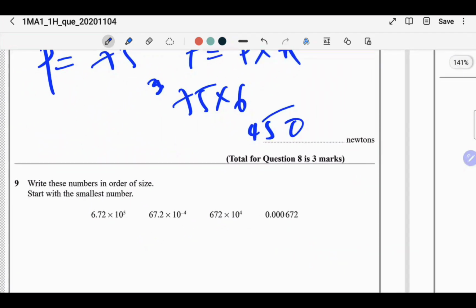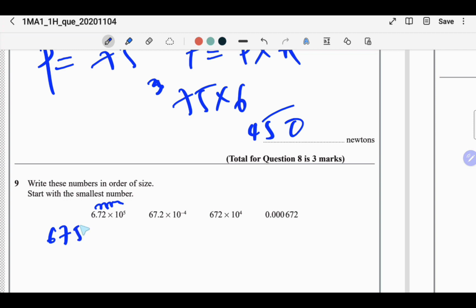Write these numbers in order of size. So first of all, whenever I see these questions, you want to make sure you convert all of them to decimals because it's actually easier that way. Remove all these exponents that are here, okay? So this would be 6.72 times 10 to the power 5. So that means we need to move 5 times to the right. So 1, 2, 3, 4, 5. That means there'll be extra 3 zeros.